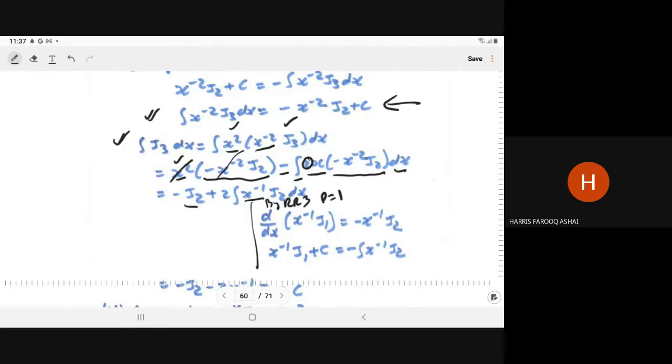So if you take the integration on both sides, here we have the cancellation and plus c. So you will get x to power minus 1 j1 plus c is equal to minus the integral of x to power minus 1 j2, and here you require the integral of x to power minus 1 j2, so just you put the value here, so you will get minus j2, right, and minus of the minus of 2 x to power minus 1 j1 plus c.